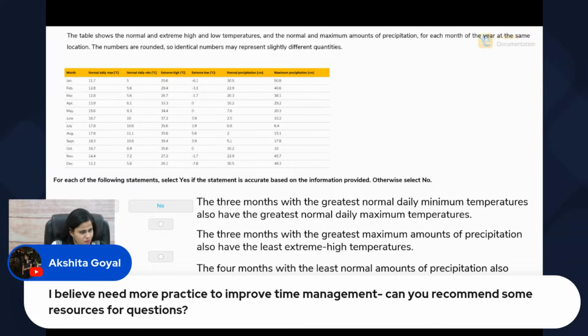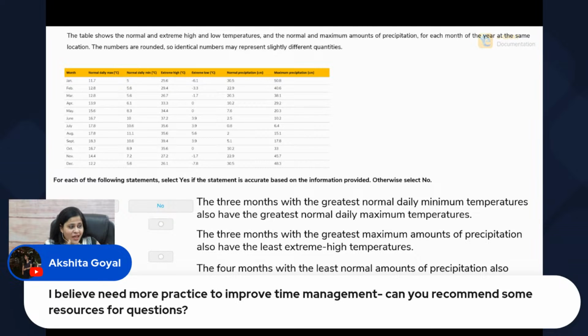Akshata is asking, I believe I need more practice to improve time management. Can you recommend some resources for questions? Again, the Official Guide is a very good resource. The eGMAT course has an ample number of questions with detailed solutions. The way I'm solving these questions right now, live in front of you, each and every question on the eGMAT platform has detailed video solutions so that you can see exactly how to approach these questions. Even the text-based solutions have the exact process that you should be utilizing, and that is very critical. It's one thing to answer the question, it's another thing to answer those questions utilizing the right process.